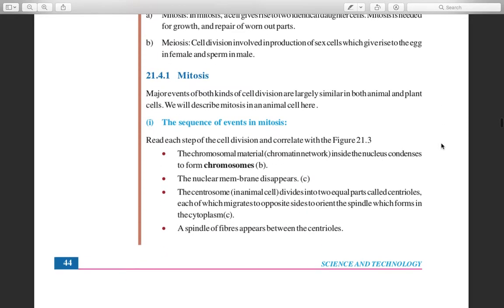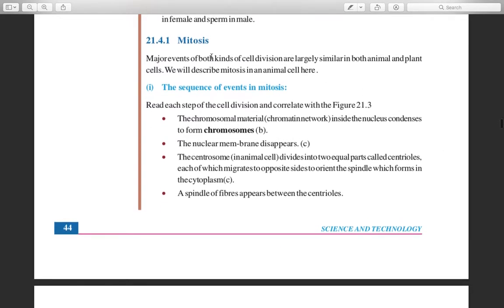So first we will see about mitosis. The major events, the general events, that is the steps for cell division, for both mitosis and meiosis, are similar. Majorly it's similar for both animal and plant cells. But there are a few things that differ between plant cell and animal cell division. Now, the sequence of events in mitosis. What are the events that happen? Sequence means the order.